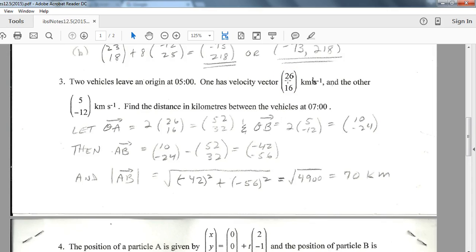Since this happened over the course of 2 hours, well, that means it did this twice, because this is in kilometers per hour. So for the first train, it started at the origin, and we'll just say it's heading towards some point A. And so it used the velocity vector of 26 over 16, and it did that twice. So remember, that was per kilometers per hour. So if it did it for 2 hours, this is where the new position would be.